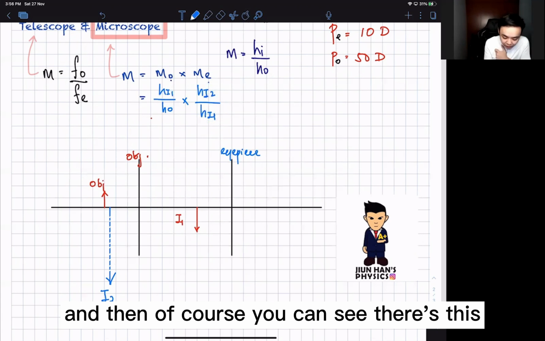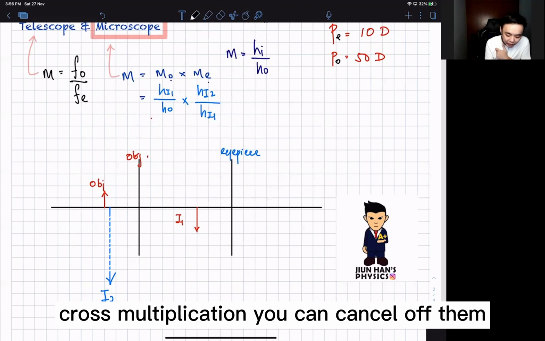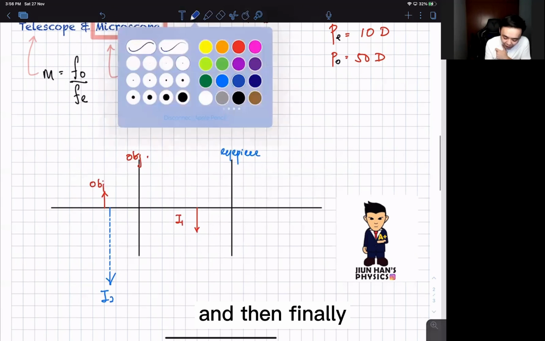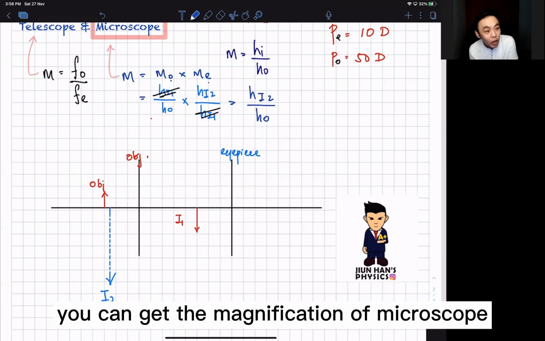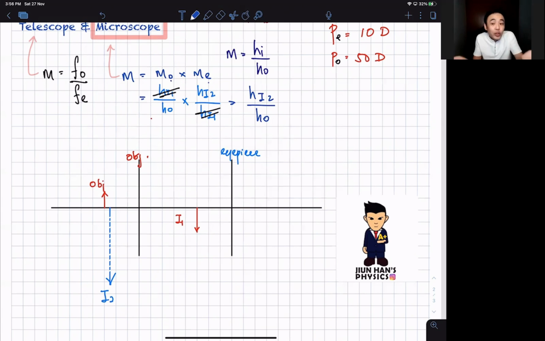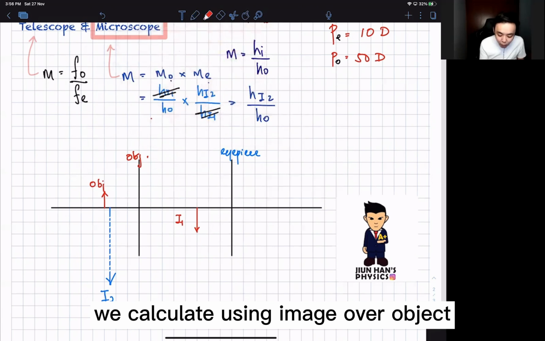And then of course you can see there's this I1 here, and there's I1 here. With cross multiplication, you can cancel them off. Finally, you are taking H of I2 divided by H of object, and you can get the magnification of the microscope. Think about it, it makes sense, right? Ultimately, no matter what we do, we calculate using image over object.